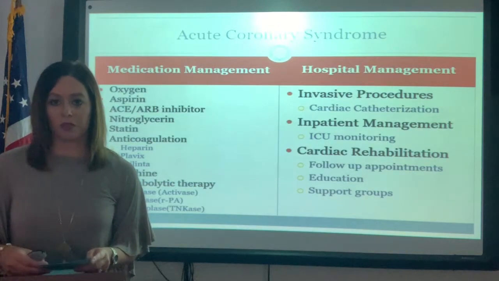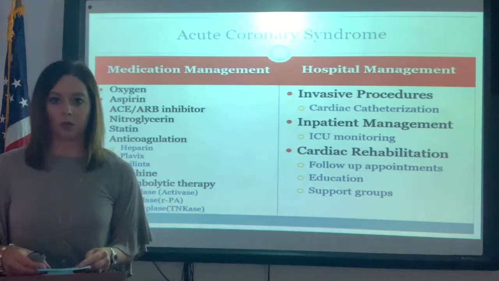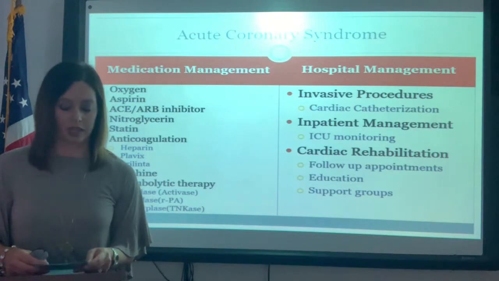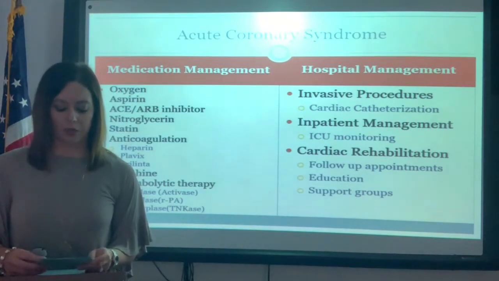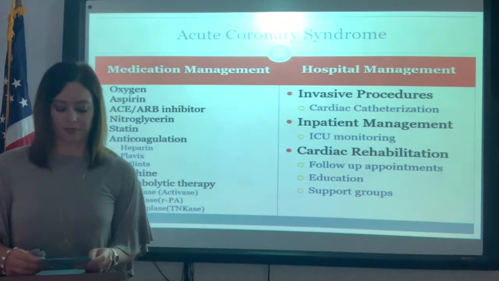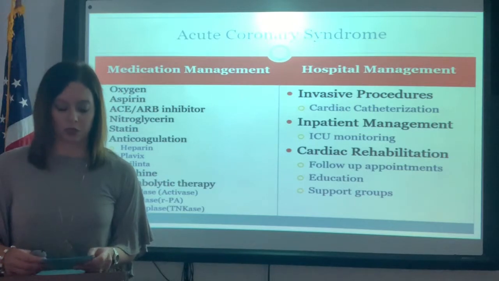You can also give thrombolytic therapies. This is initiated when a percutaneous coronary intervention is not available or your transport time to a PCI-capable hospital is too long, which is 90 minutes. The purpose of thrombolytics is to dissolve the thrombus in a coronary artery, allowing blood flow or reperfusion to start again. Minimizing the size of infarction and preserving ventricular function is extremely important.